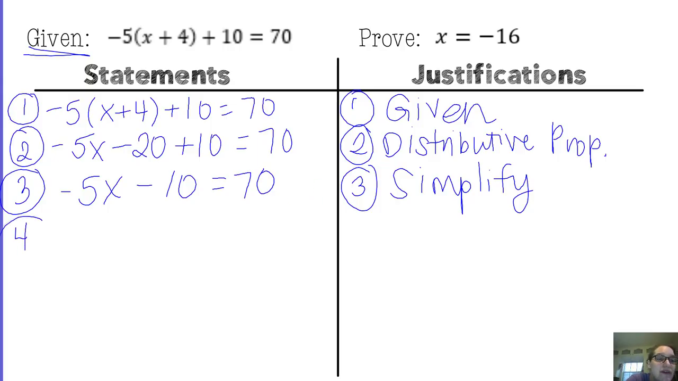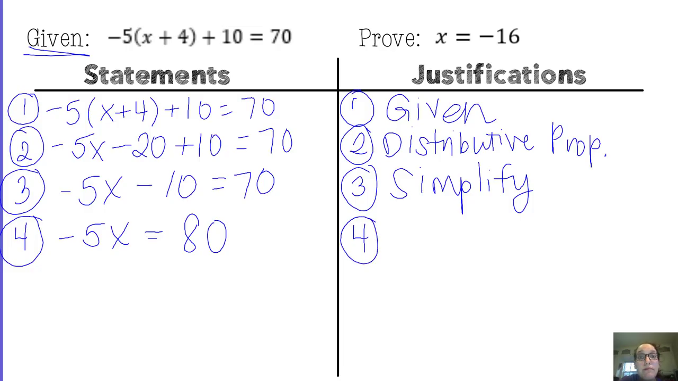But now in the fourth step, I'm trying to get x all by itself. And so this negative 10 has got to go. So if I was trying to get that negative 10 to the other side, I would add 10 to both sides, which would give me negative 5x equals 70 plus 10 is 80. So because I added the 10 to both sides of the equal sign, both sides of the equation, that is the addition property.